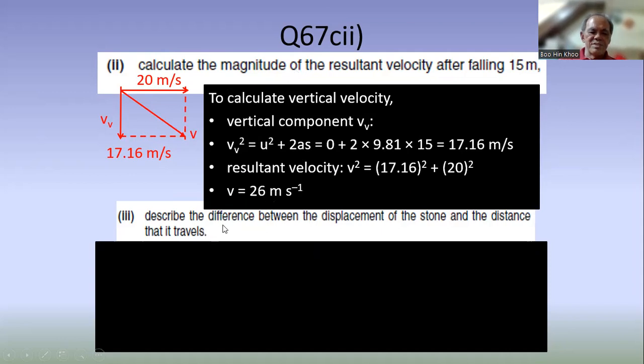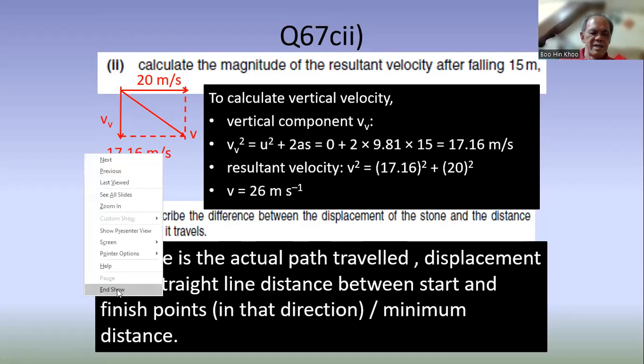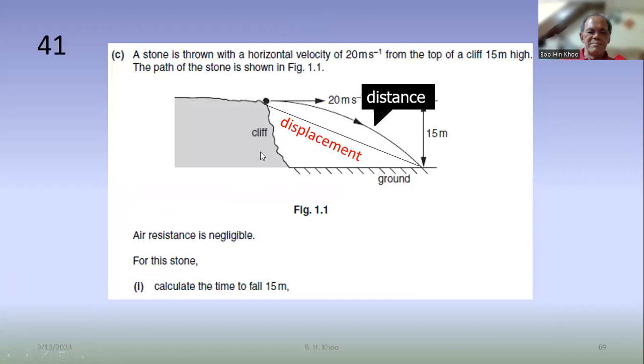We don't want direction. Describe the difference between the displacement of the stone and the distance traveled. Okay, distance is the actual path traveled. Displacement is the straight line distance between the start and finish point in that direction, or the minimum distance. Right? That means if you are required to draw, there's the displacement, there's the distance. That's the ground.